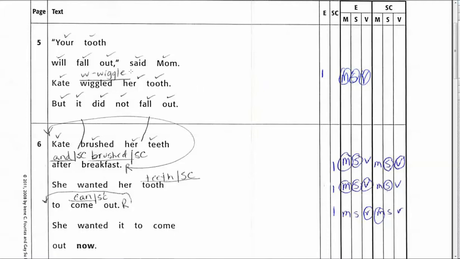Your tooth will fall out, said Mom. Kate wiggle. So I'm asking myself the questions. Does that make sense? Kate wiggle. Yes. So I circle the M for meaning. Does it sound right? Kate wiggle. Yes. Are there any visual similarities? Yes. So I circle the M, the S, and the V.